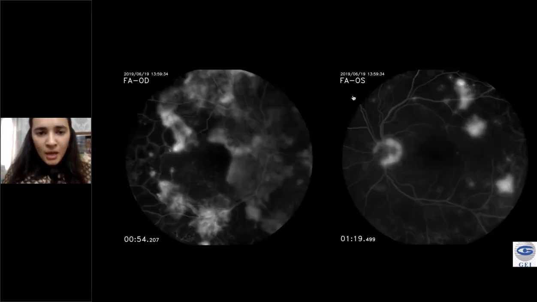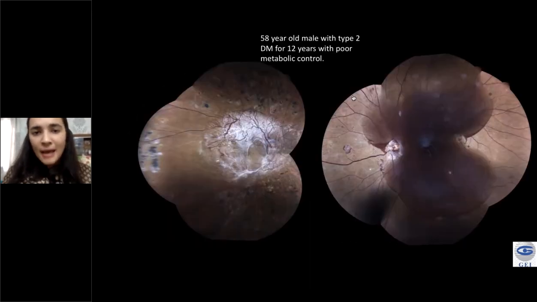So again, this is showing extensive NVD in both the eyes, extensive NVE. You know you have to manage using a laser. It also helps you to monitor what response to your therapy is happening if you do an angiogram later after your intervention. Again, a diabetic for past 12 years, poor metabolic control, already has bled in the left eye, extensive pre-retinal bleed. The right eye has this big frond of neovascularization right at the disc.